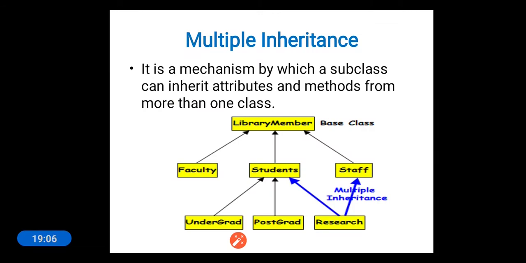And next comes multiple inheritance. A multiple inheritance is a mechanism in which a subclass can inherit attributes and methods from more than one class. That means it has more than one parent class. If a child class is inheriting the methods and properties from more than one parent class, then that kind of inheritance is called multiple inheritance.